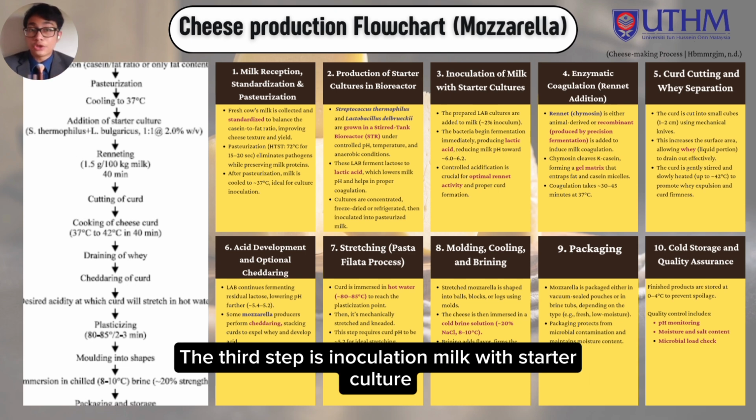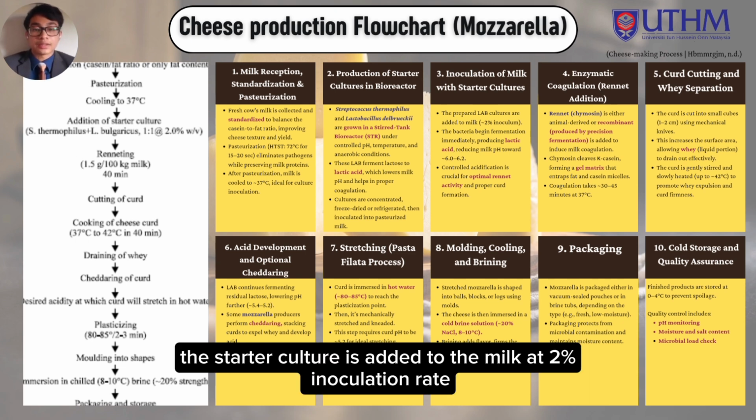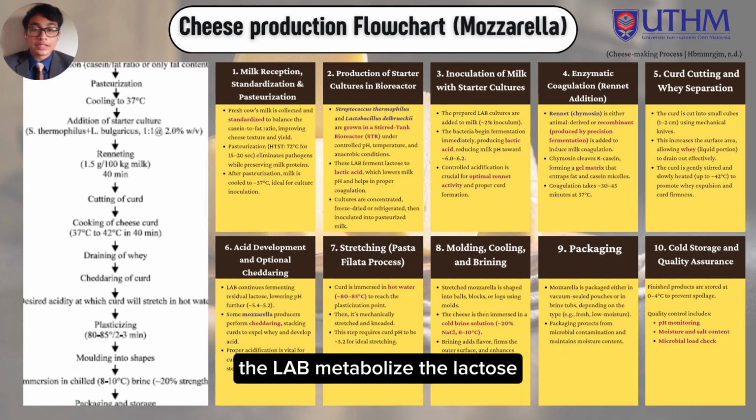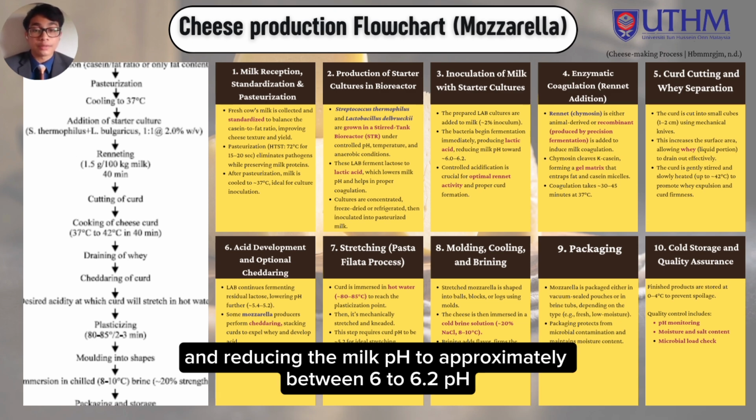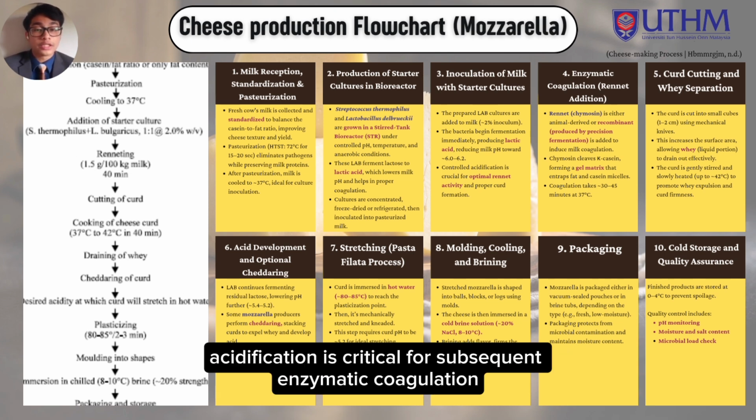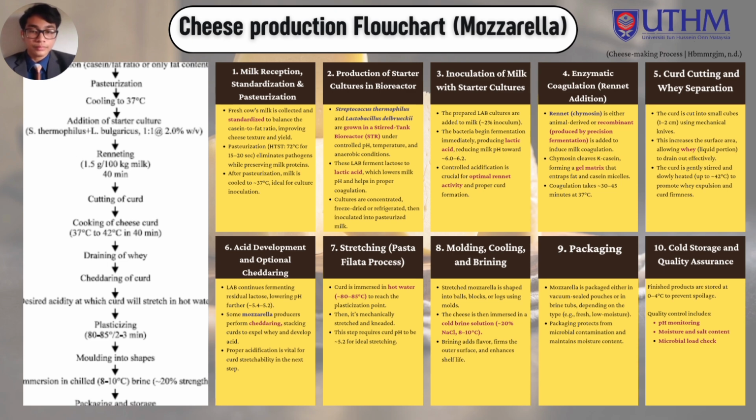The third step is inoculation of milk with starter culture. The starter culture is added to the milk at a 2% inoculation rate. The LAB metabolize the lactose, producing lactic acid and reducing the milk pH to approximately 6 to 6.2. This controlled acidification is critical for subsequent enzymatic coagulation.